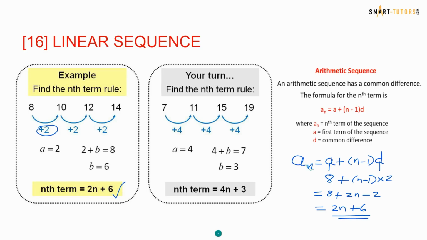Here 7, 11, 15, 19. So the difference is 4. First term is 7. So the nth term is 7 plus n minus 1 times 4, and you can do that as 7 plus 4n minus 4. 4n, 7 take away 4 is 3, 4n plus 3. That is how you find the nth term.